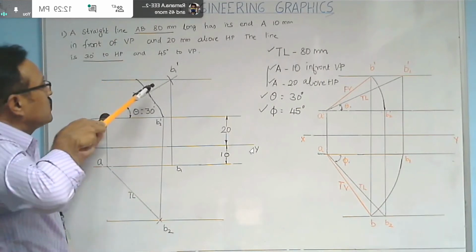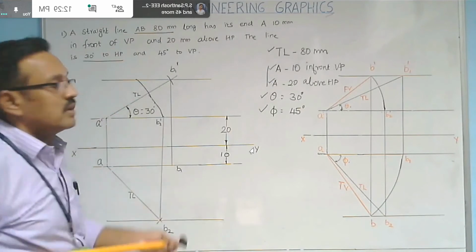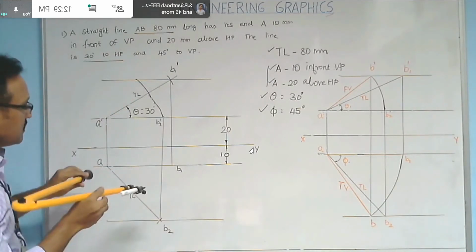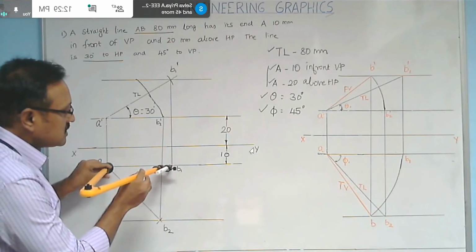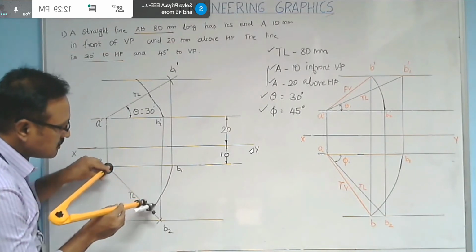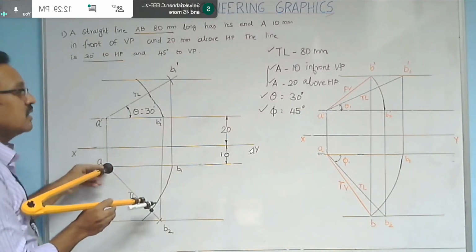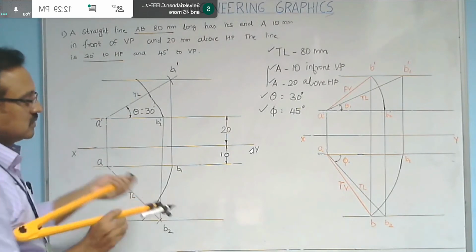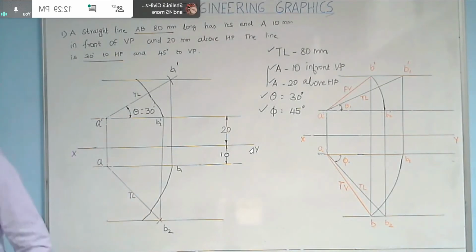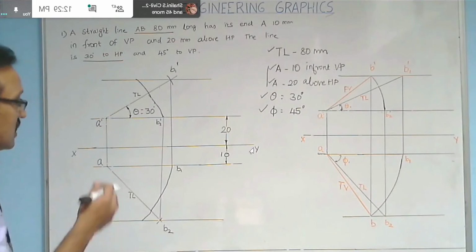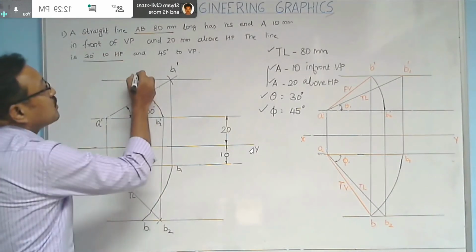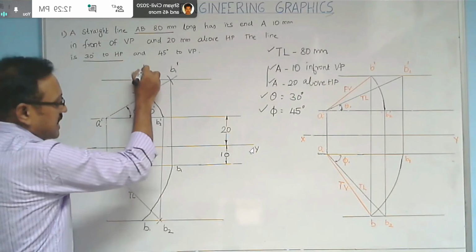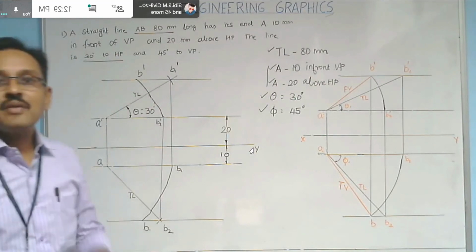Okay, you draw an arc like this. Similarly, with A as center and A B1 as radius, you can rotate this. Okay, right. So now we can see that this one can be named as B and this one can be named as B dash.